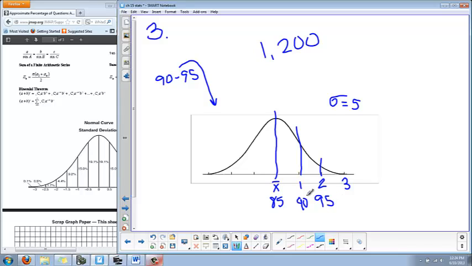So the question says, how many students are expected to earn scores between 90 and 95? Well, we're looking at the range in between these two numbers.